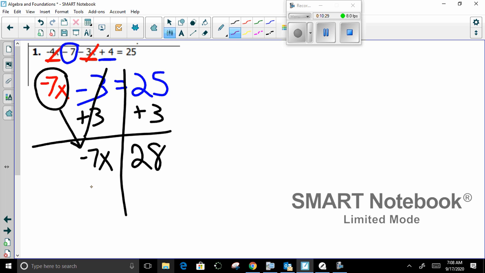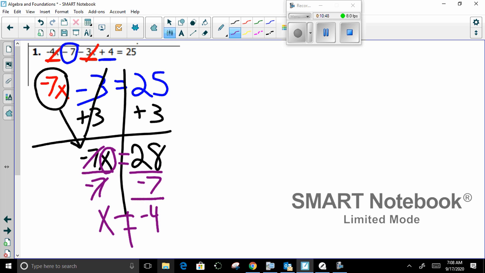And then to finish, whoops, I forgot my equal sign. To finish getting x by itself, when they're next to each other, that's multiplication. The opposite of multiplication is division, so I divide both sides by negative 7. Be careful when you're dividing with negatives. Positive 28 divided by negative 7 would be negative 4.